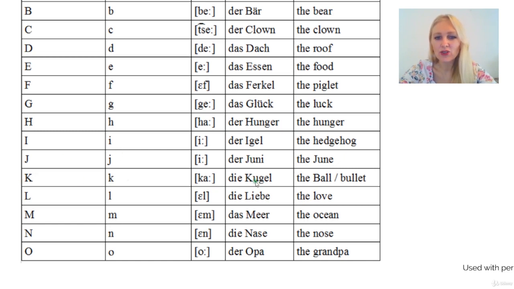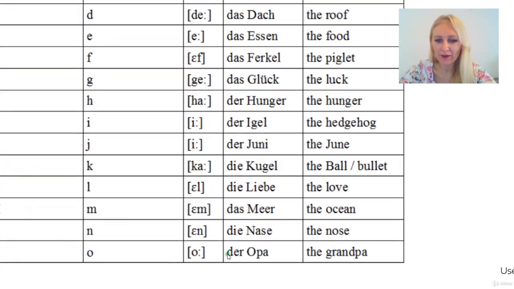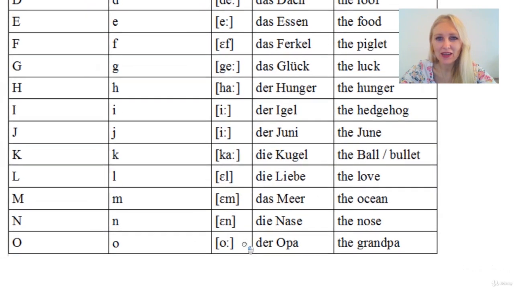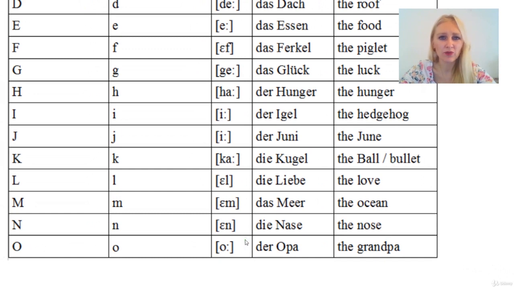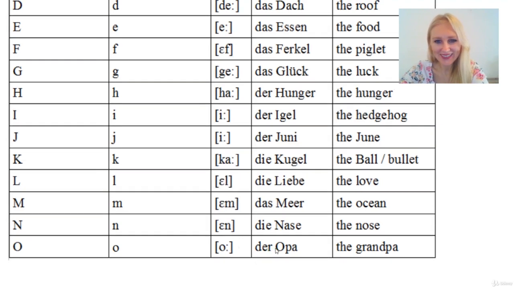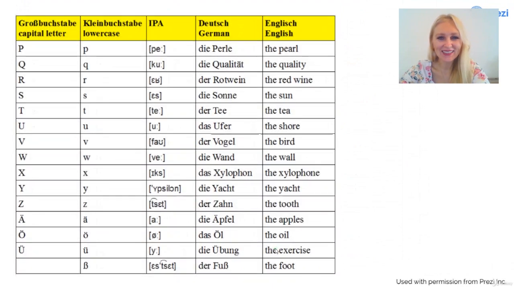K, die Kugel. L, die Liebe, die Liebe. M, das Meer, das Meer. N, die Nase. O, der Opa, which is grandpa. We also have another word for grandpa, which is Großvater, but this is rather like grandfather. It's a little bit more formal and more old-fashioned. Today we rather say Opa and Oma for grandma. Okay, dann die nächste Seite, the next page.